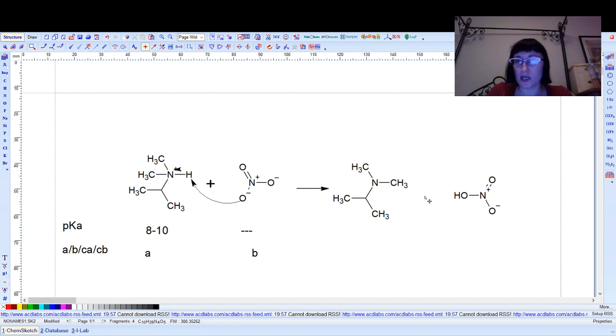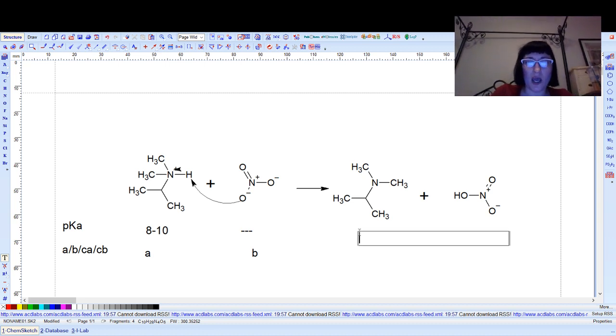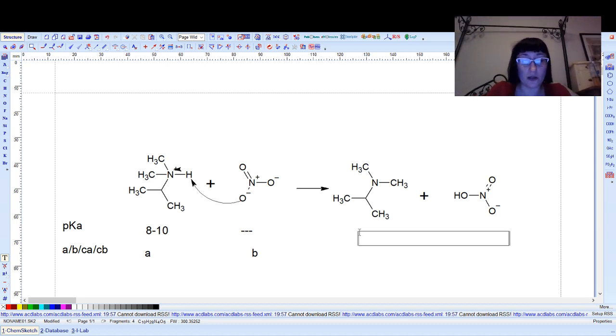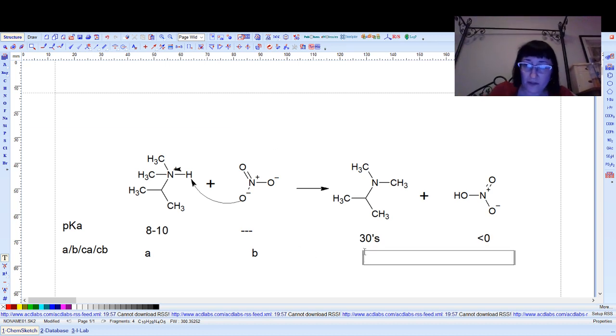Put another plus sign. Come up with my pKa's. So here my pKa of just a regular amine is in the 30s, give or take. And nitric acid is a strong acid, so we know that one's less than 0. I can go ahead and write down that the amine is my conjugate base, and my nitric acid is my conjugate acid. And then we need to think about the arrow.